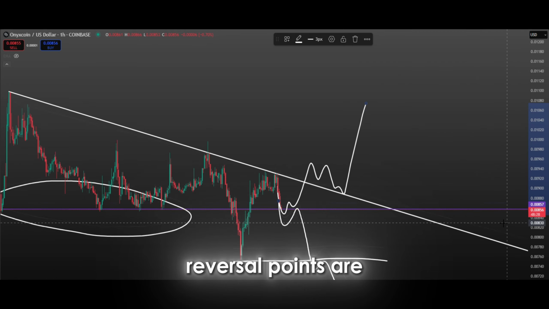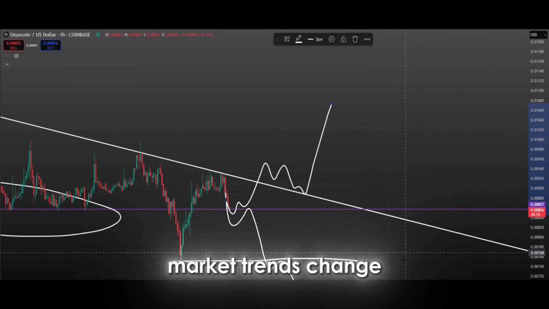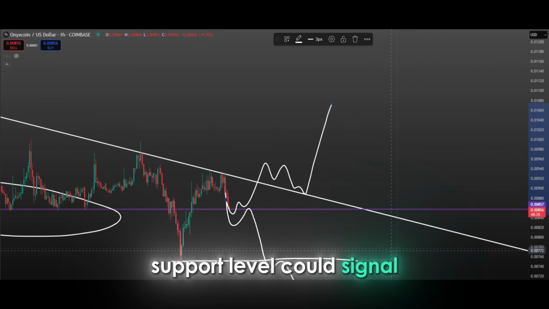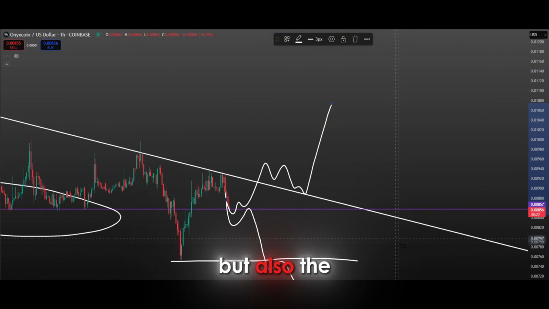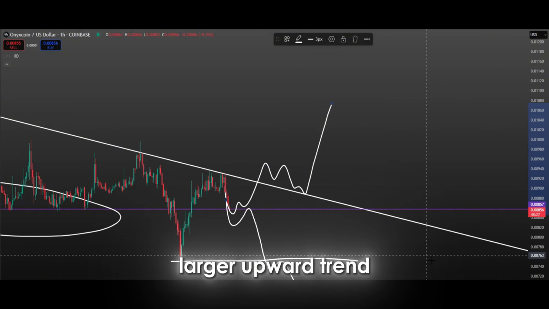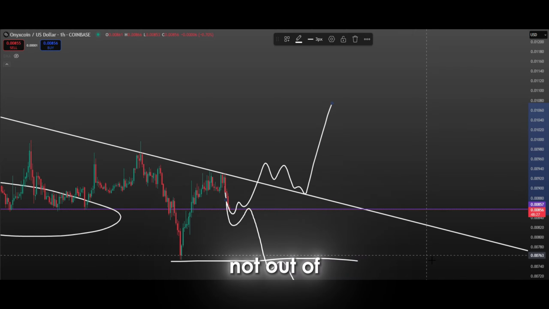These types of reversal points are often observed as areas where market trends change. Therefore, maintaining the support level could signal not only a short-term bounce, but also the beginning of a larger upward trend. Of course, the other scenario is not out of the question.